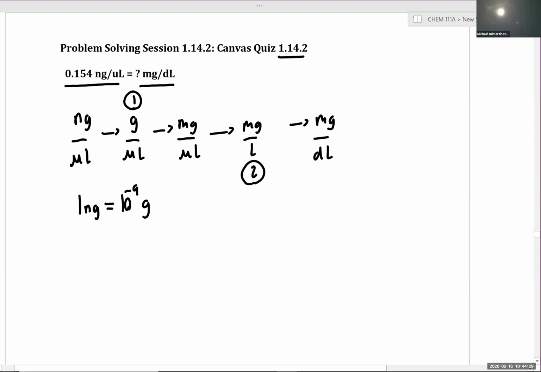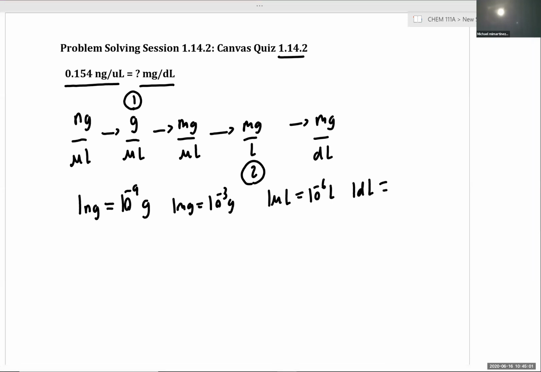We also know that 1 milligram corresponds to 10 to the negative third gram. We know 1 microliter corresponds to 10 to the negative 6 liter. And 1 deciliter, what does the deci prefix correspond to in this case? What does the deci prefix correspond to? Deci is 10 to the negative first, exactly right.